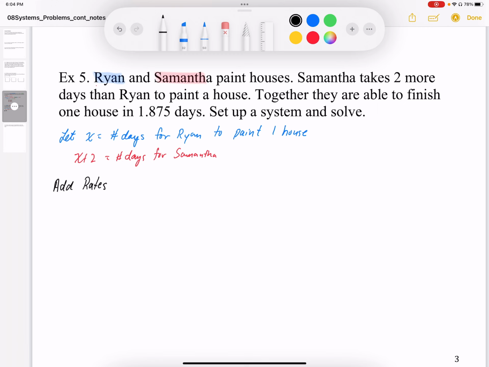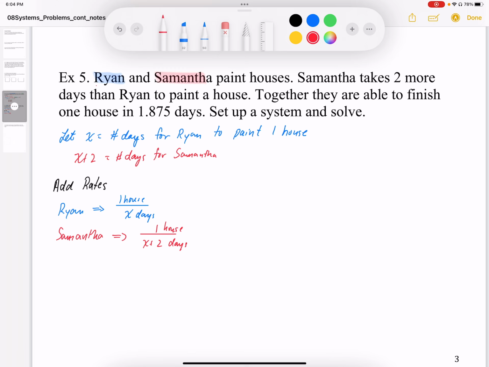Okay, to add rates, I need a rate. And the rate I'm going to use is, for Ryan, I'm going to say that he can paint one house in X days. And for Samantha, she can paint one house in X plus 2 days.